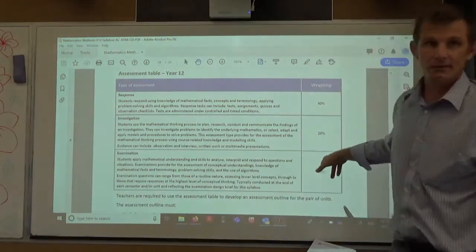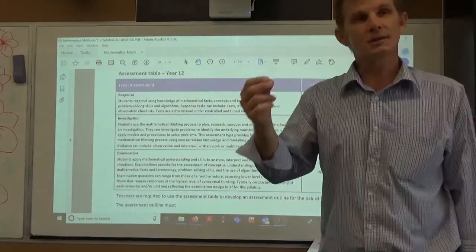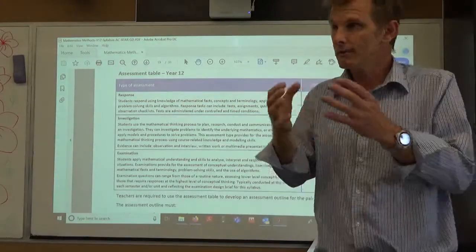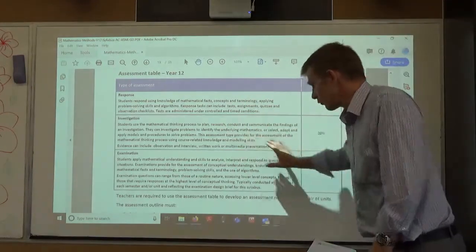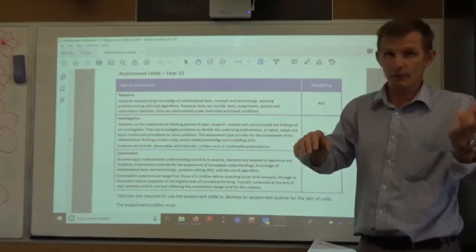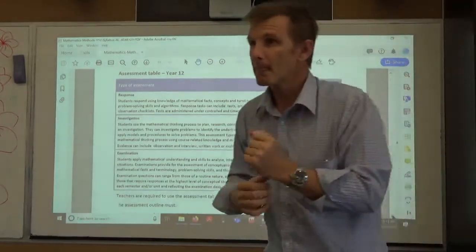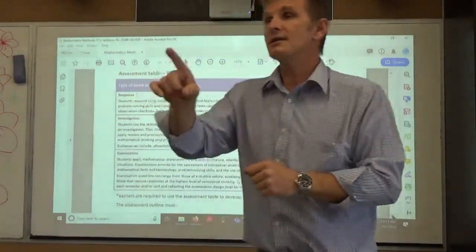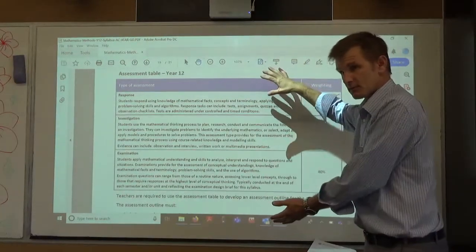Examination, 40% for exams, 15% first semester, 25% second semester. Second semester will have some first semester content, unit 3 content in it. So at the end of your 2 exams, they're roughly 20% for first and second semester work, unit 3, unit 4 work. Yeah. And then the WACE exam is separate again, so yeah. This is talking about our internal assessment, right?